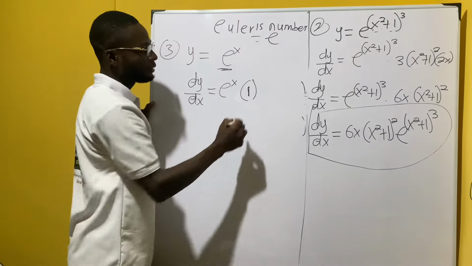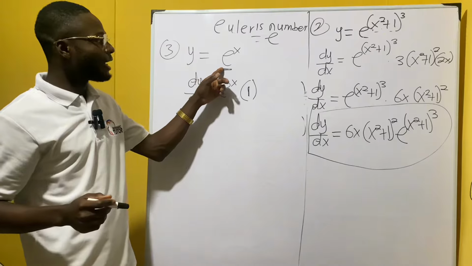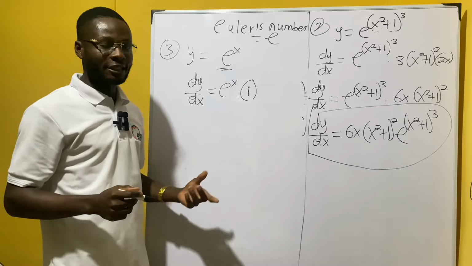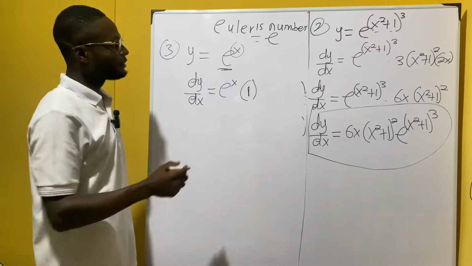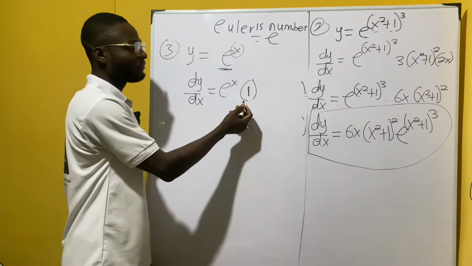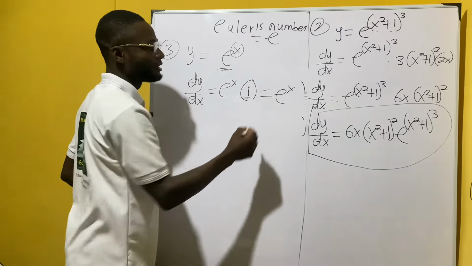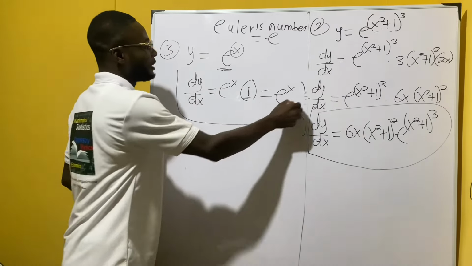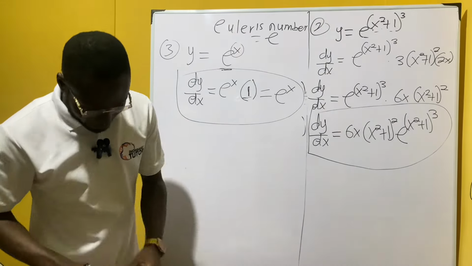So the reason why whenever you have e power x, you differentiate and you get the same result is because of the exponent here. It's just an x, and you know that when you differentiate x, you're going to have 1, and the result remains the same. So we have e power x as our final answer again.